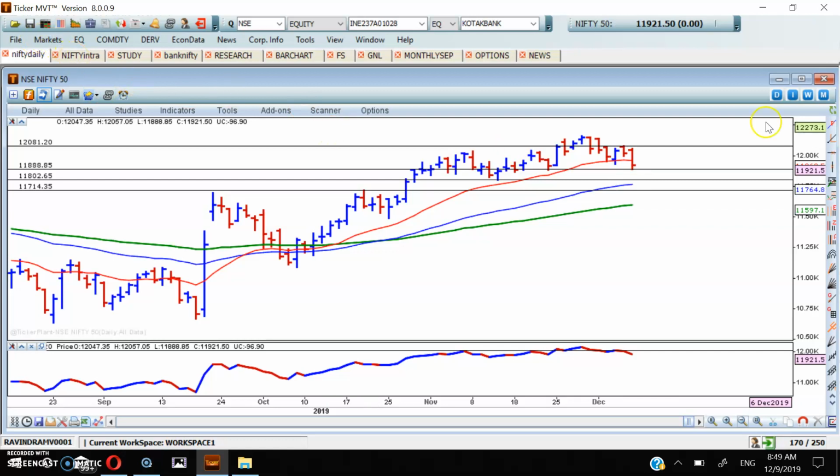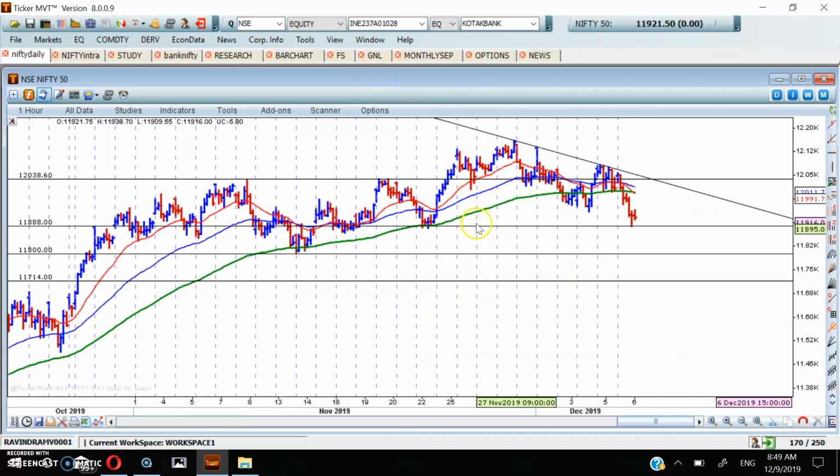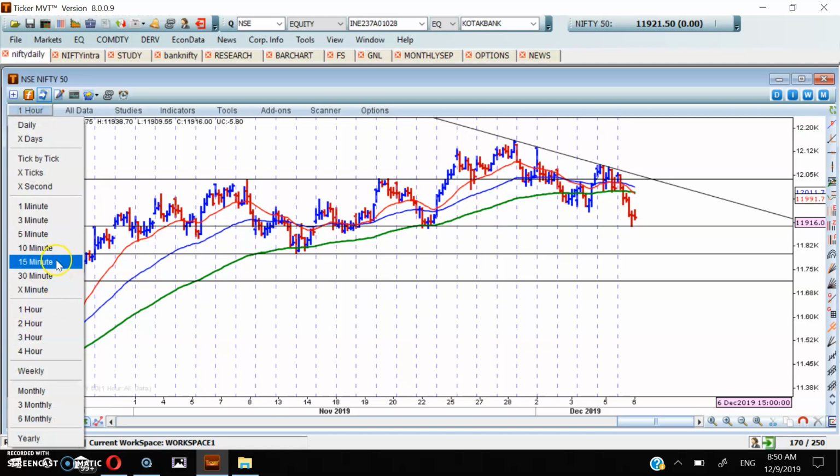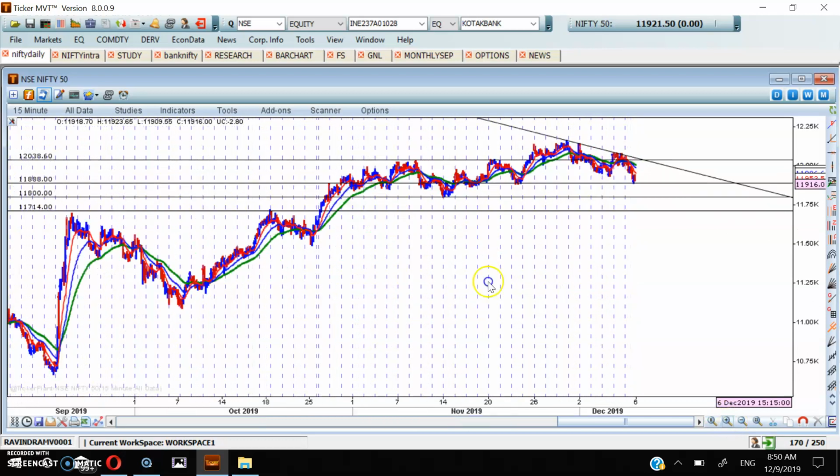If you look at the intraday chart, then it is quite clear. As I said, if 11,888 is crossed, then we can consider next target 11,800 and then 11,714. Market is about to set a downtrend in the hourly chart, though it has already started a downtrend in the 15-minute chart, which is the shortest time frame we generally use for intraday trading.